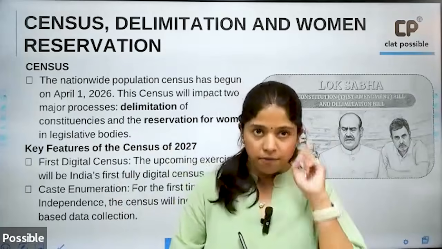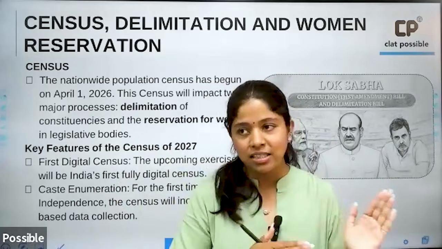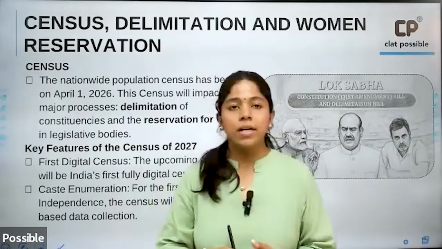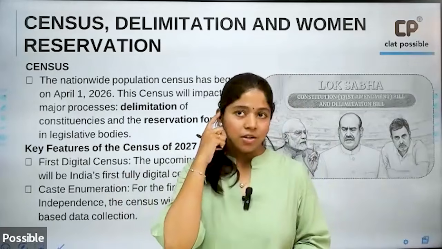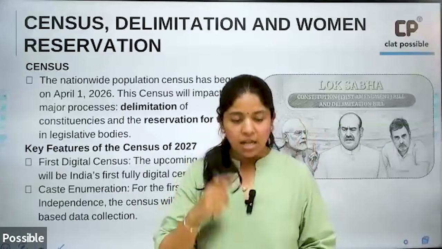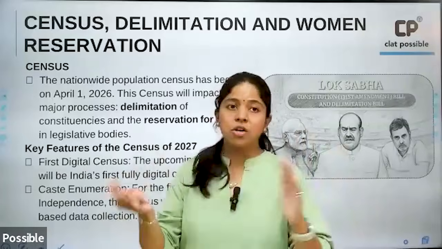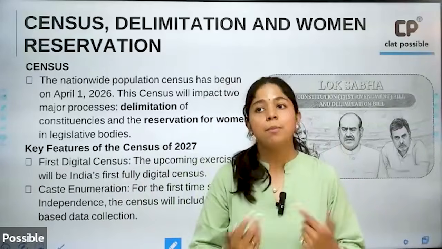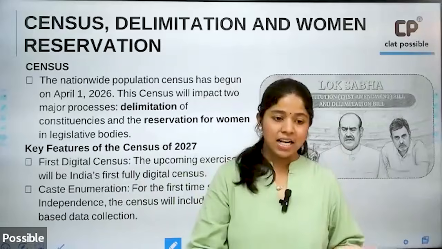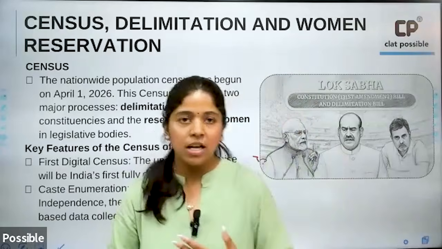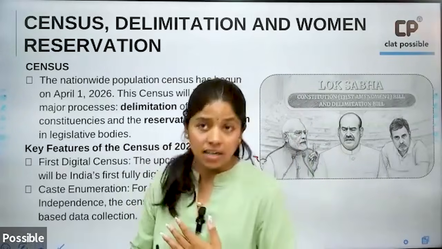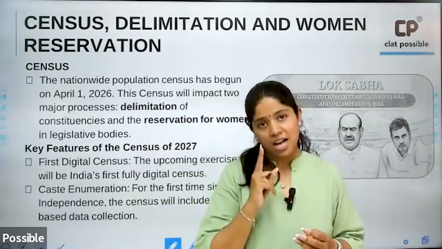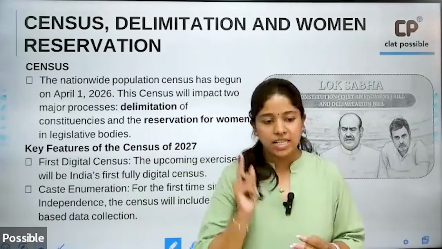So census, very important. Census resulted in a cascading series of events which finally culminated in the delimitation bill. That was the 131st Constitutional Amendment Bill that was brought in Parliament, and it also brought into picture again the Nari Shakti Vandan Adhiniyam, which was passed in 2023. So all these three events are very, very important for the exam this year.